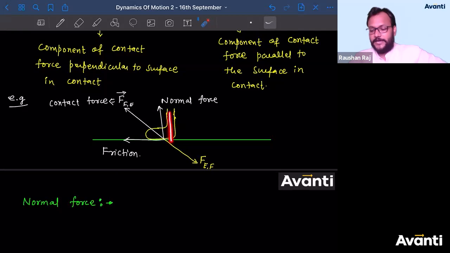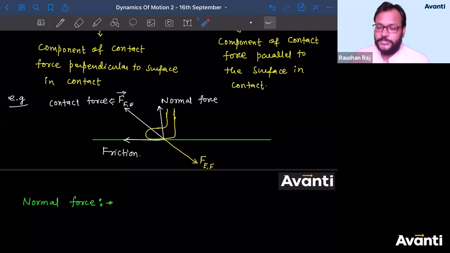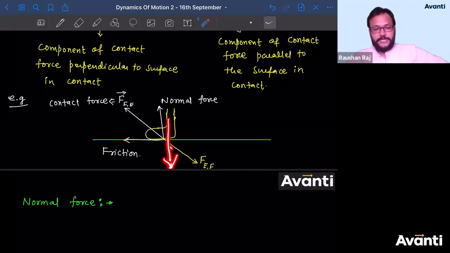Sir, this man tries to go down. If I would have been a student who knows the answer, I'll tell like this. Sir, this man has a tendency to go down. Why, sir? Because of the mg force. Because earth will apply a force on the man. So this man has a tendency to go down.